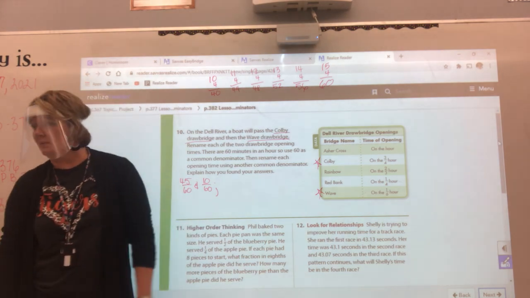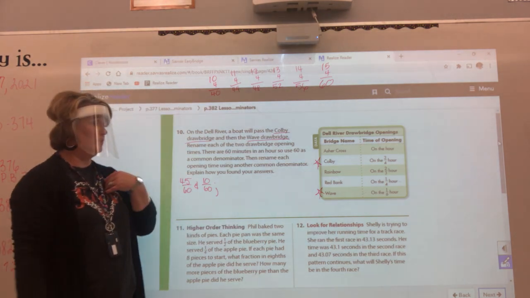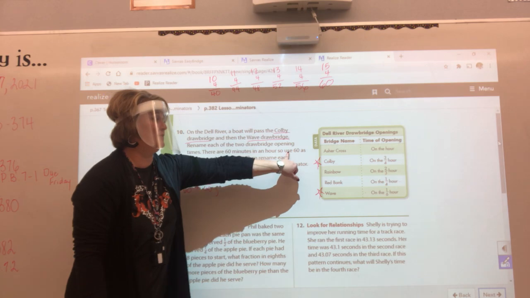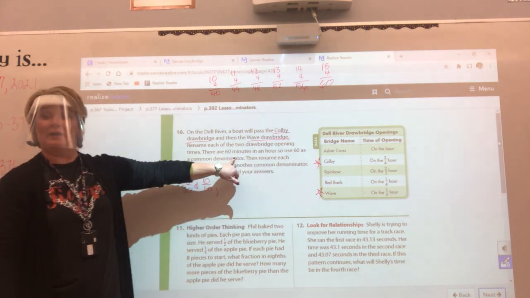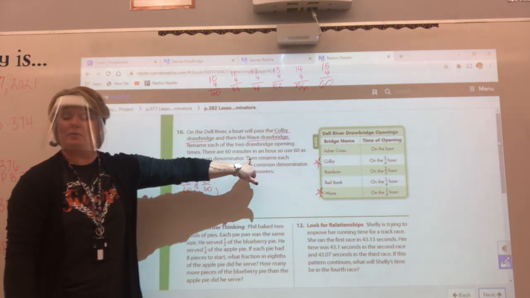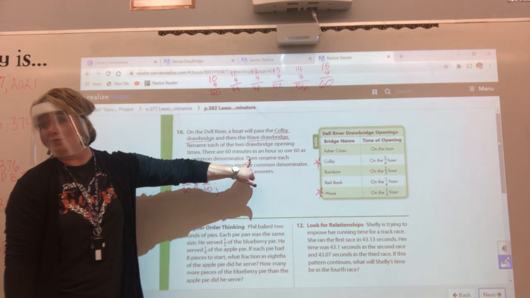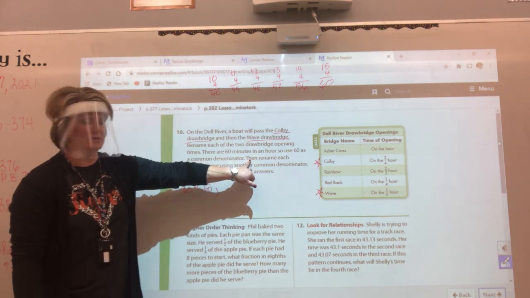Okay, when you get that, let me see your eyes so I know you're with me. Here's where we stopped off. We stopped off at the use 60 as a common denominator. We've done that. So here's where we are right now. So find then in your word problem, and let's see what else it tells us to do.